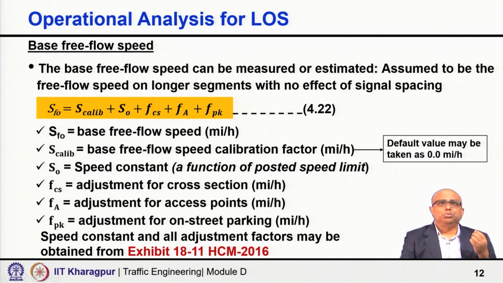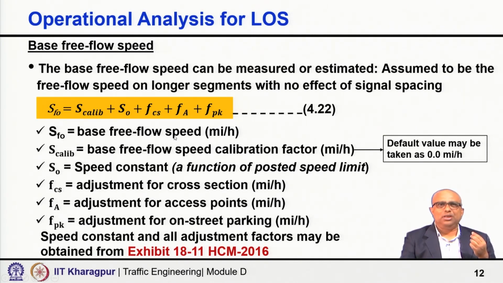It is assumed to be the free flow speed on longer segments with no effect of signal spacing. So, if we consider that there is no effect of signal spacing, then this BFFS and free flow speed FFS may be assumed the same. As I said, if we have to estimate in the absence of any field measurements, then this is the equation given in the Highway Capacity Manual, which can be used to estimate the base free flow speed.